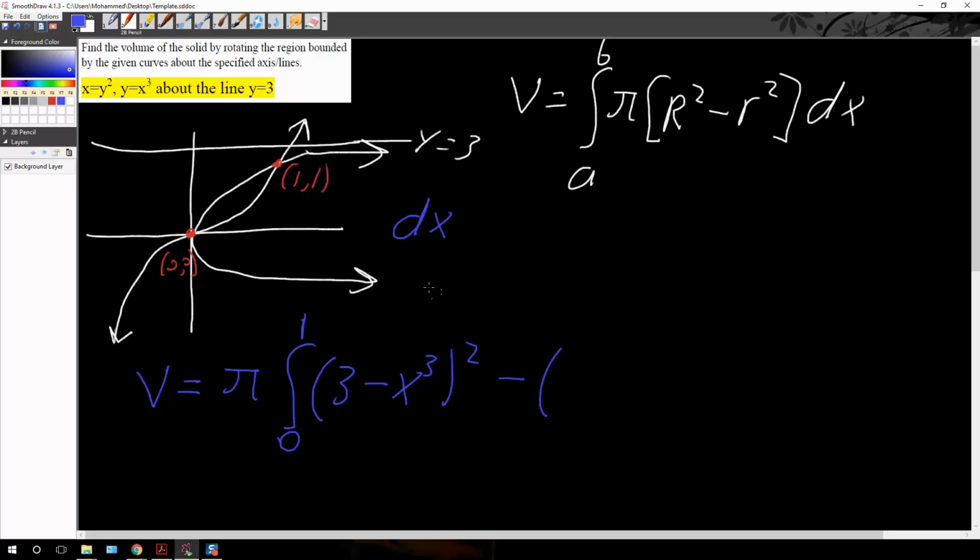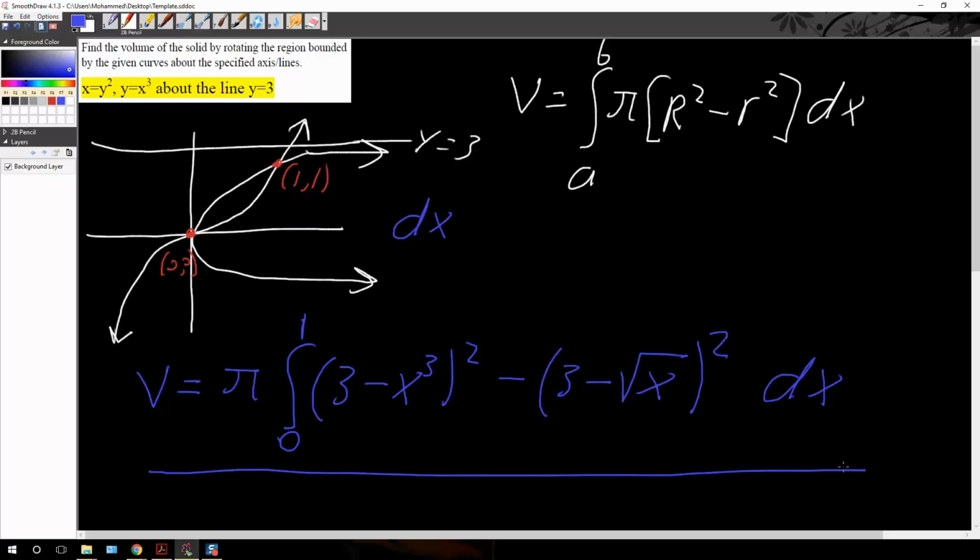Now, since we're doing it in terms of dx, and this is x equals y squared, we need to say y equals the square root of x, just to get this part right here. So we can say 3 minus the square root of x. We're going to square this, and everything is going to be in terms of dx. Now we can calculate this by using a calculator, or we can do it by hand. But the most important thing is setting this question up, and our answer would be as follows. And that's pretty much all we need to do.